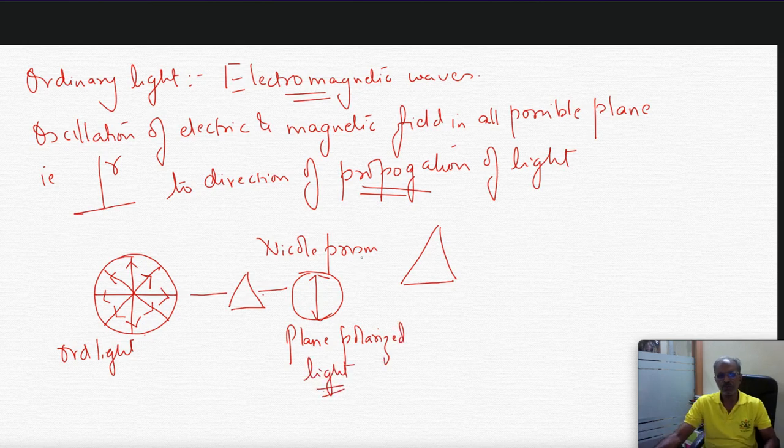What do you mean by plane polarized light? When ordinary light, in which the fields are in all possible planes perpendicular to the propagation of light, is passed through a Nicol prism, what the Nicol prism does is change all possible planes into a single plane. Okay? In only one single plane, the light oscillates. So such type of light is known as plane polarized light. Henceforth, I will call it PPL, plane polarized light. Right?